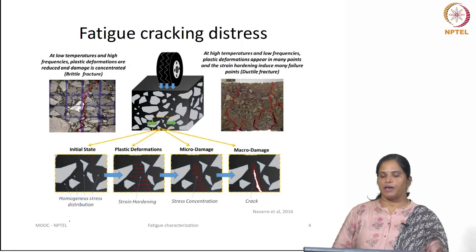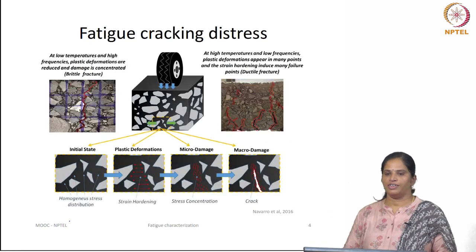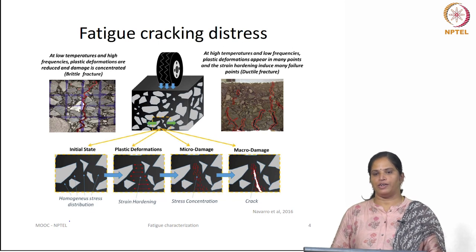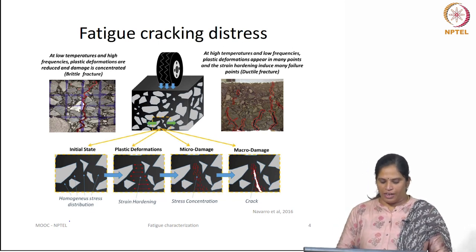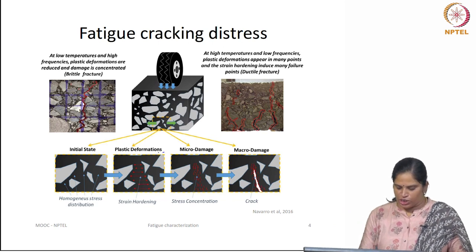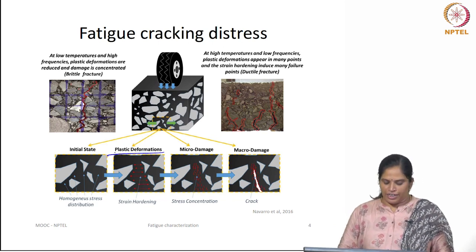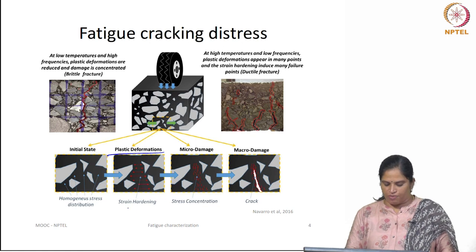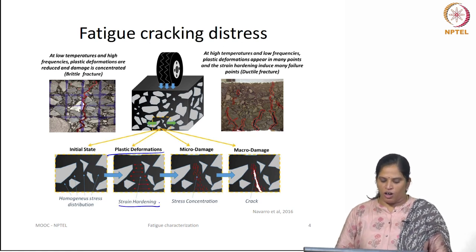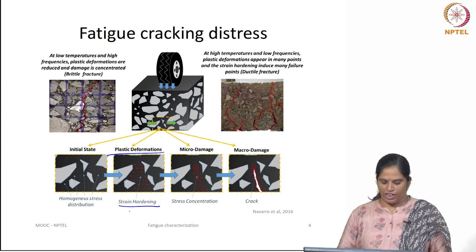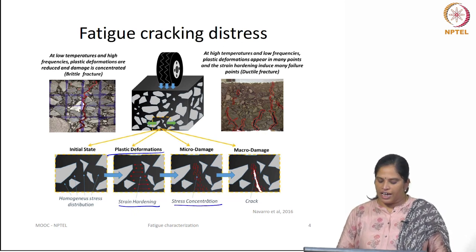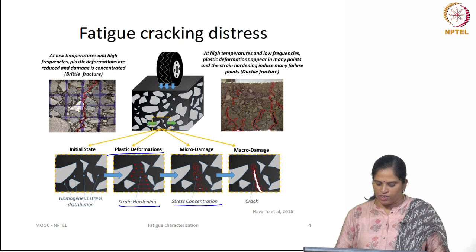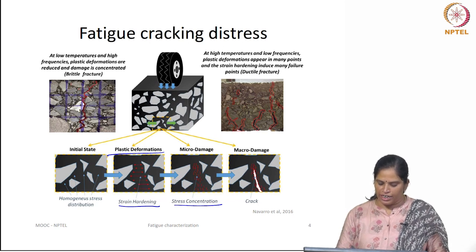The cracking in the pavement does not occur all of a sudden. At the initial life of a pavement, when the pavement is subjected to traffic loading, there will be a permanent deformation in the material, and at the critical locations, there will be strain hardening. On continuous loading at these critical locations where the stress concentration occurs, this stress concentration will develop micro cracking in the pavement as shown here.